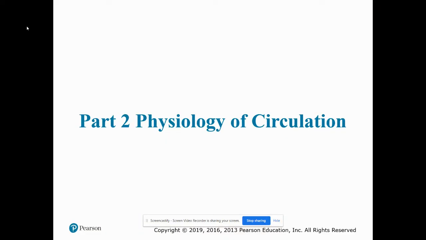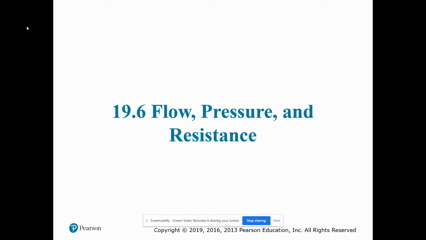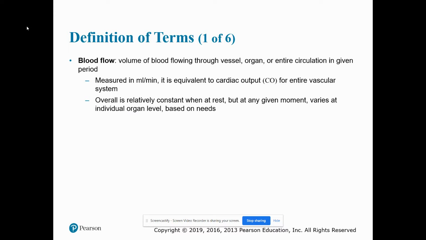Okay, this is part 2, chapter 19, and we're going to go over the physiology of circulation. We're going to start off by talking about flow, pressure, and resistance. So now, definition of terms.